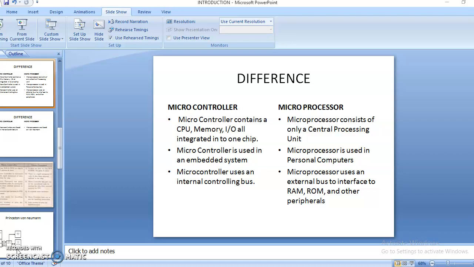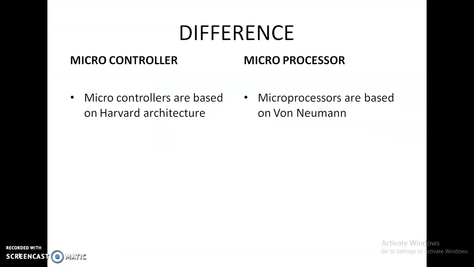Microcontroller is used in an embedded system. As discussed in the previous video, microcontroller is designed for its usage in a particular embedded system for a particular operation. But a microprocessor is used in personal computers. Microcontroller uses an internal controlling bus, but microprocessor will always use an external bus to interface to RAM and ROM and other peripherals. Usually microcontrollers are based on Harvard architecture, whereas microprocessors are based on von Neumann or Princeton architecture.